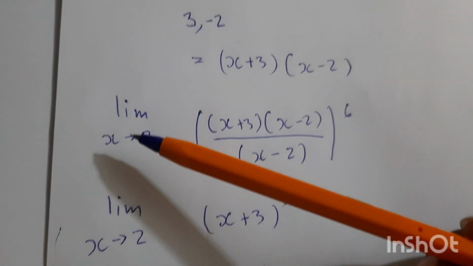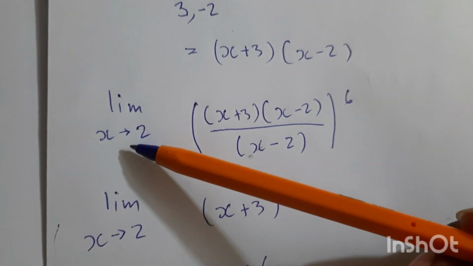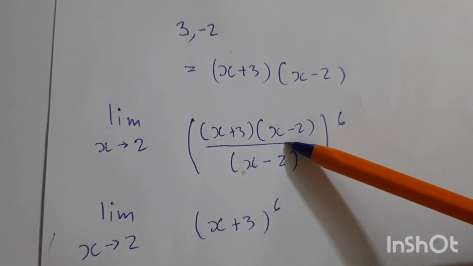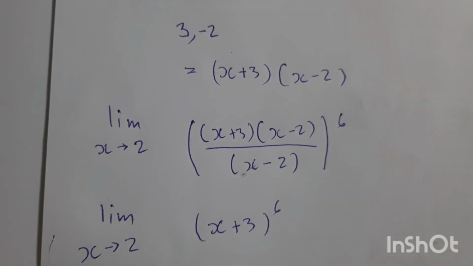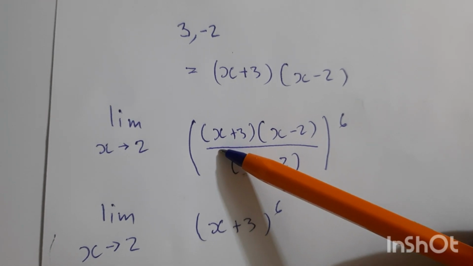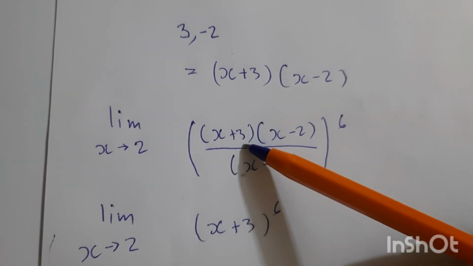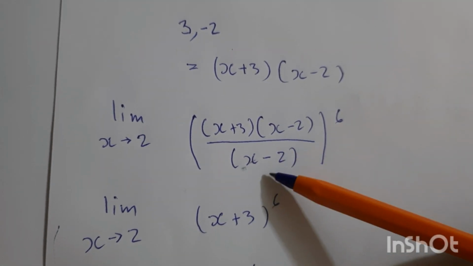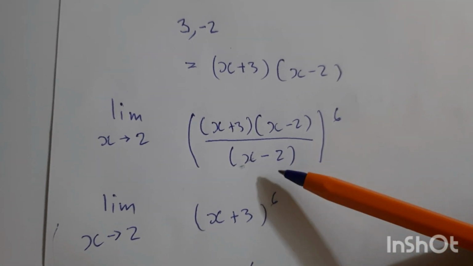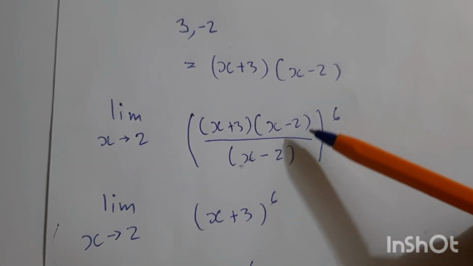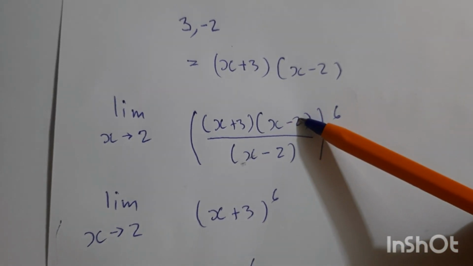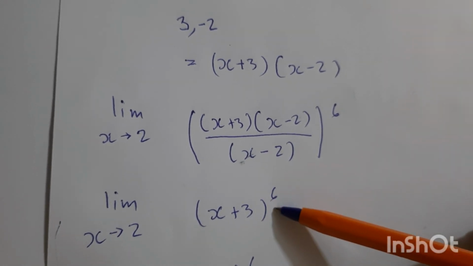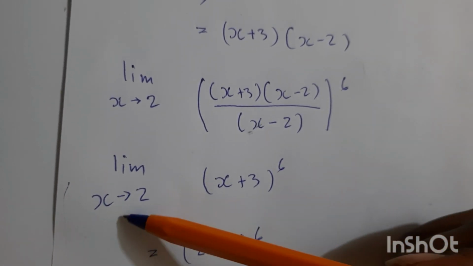So we're going to have the limit as x goes to 2, and then replace this over that. So we have (x + 3)(x - 2) in the numerator, and then we have an x - 2 in the denominator. So the denominator will cancel out with the matching factor in the numerator, leaving you with (x + 3) to the power 6.